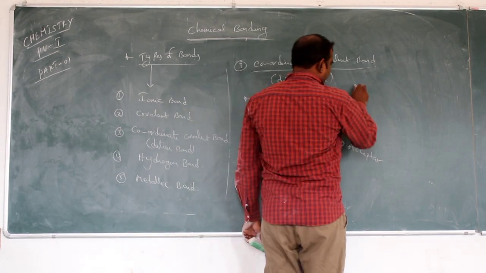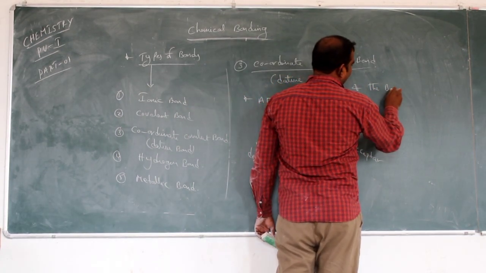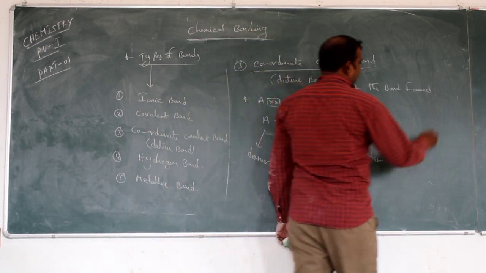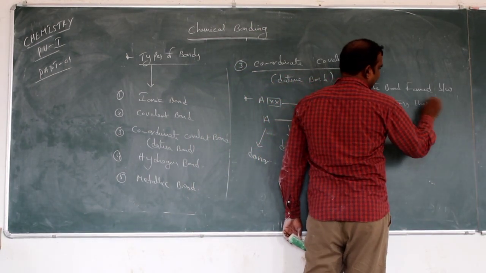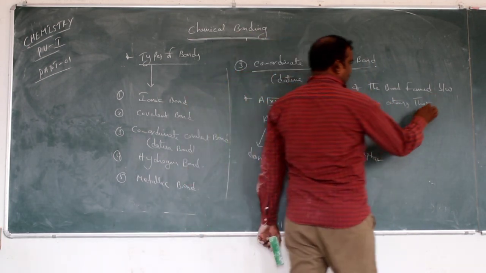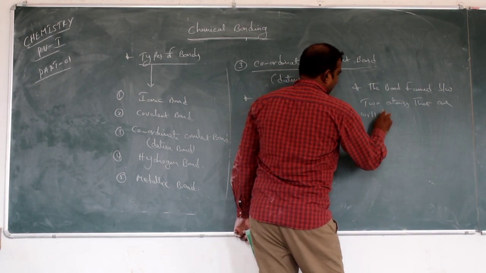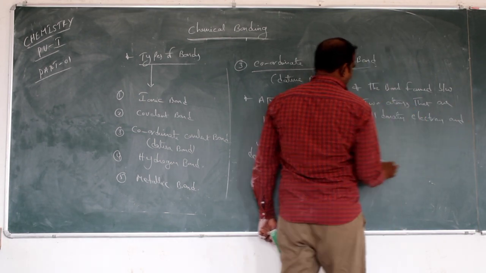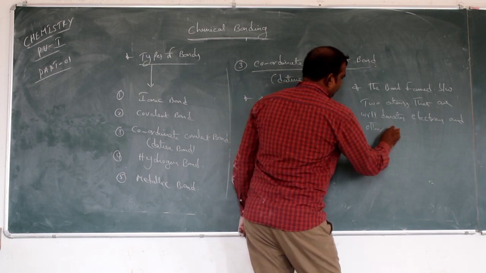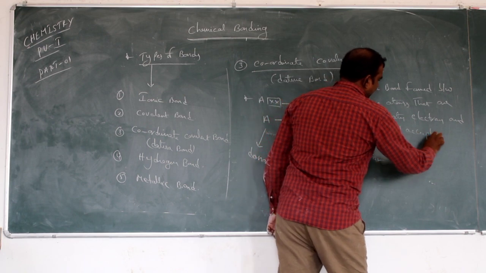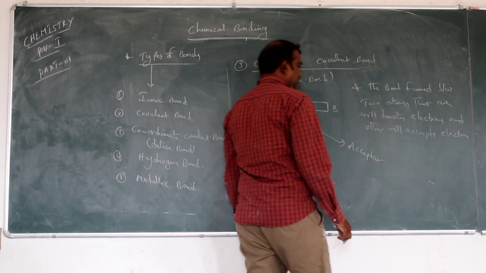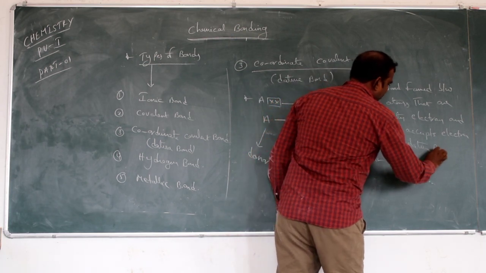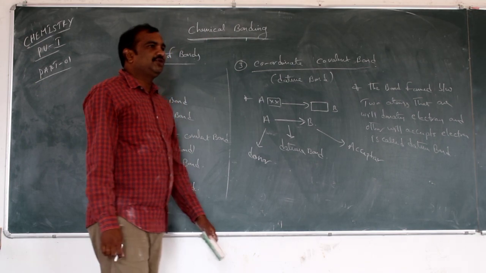So how can you define a dative bond? The bond formed between two atoms, in which one will donate electrons and the other will accept electrons, is called a dative bond, or coordinate covalent bond.